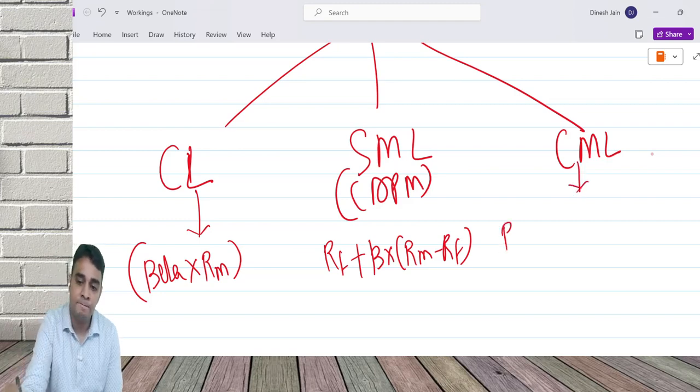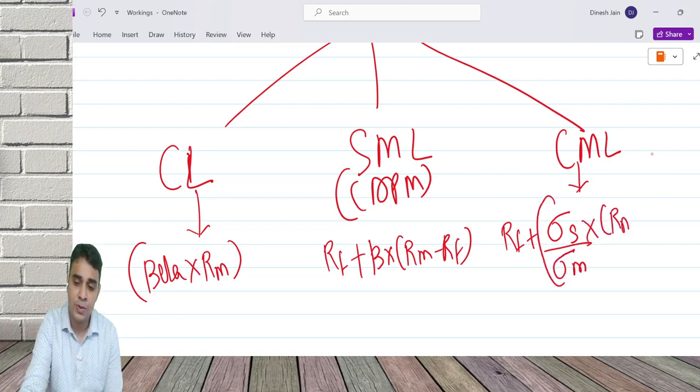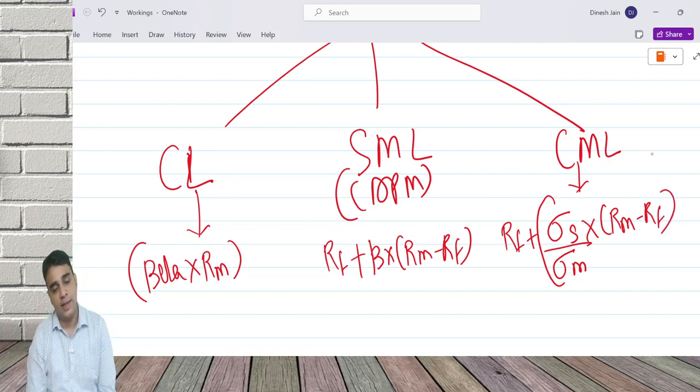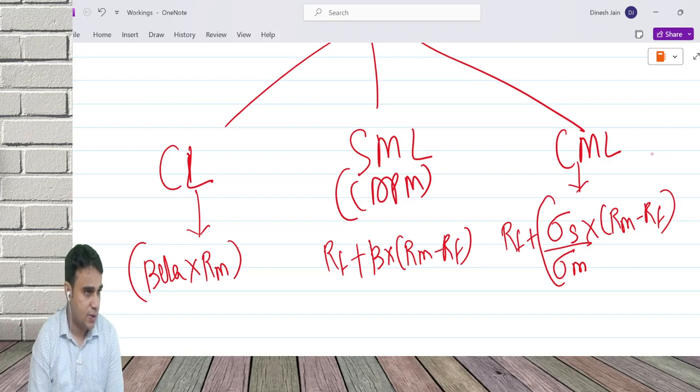CML is RF plus standard deviation of security by standard deviation of market, into RM minus RF. Just one caution: I keep getting confused which is SML, which is CML. So take care of that alone, because you may get a doubt. Whenever I teach, first thing I see what is written in the book and then only I teach it. I normally get a doubt whether I need to use for SML standard deviation or beta. That doubt is always there in my mind, so be a little cautious about that alone.